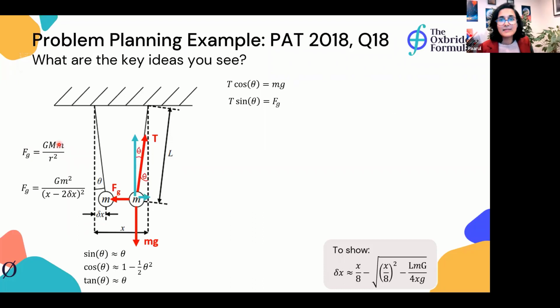And finally, our r is the distance between the two masses, which is not just x, because x is the distance between the points at which they connect. We need to take into account the small deflection. So it's actually x minus 2 delta x. Yeah, so we're taking away these ones. Okay, so this is going to be our Fg. So now we can rewrite these equations. What would they become?